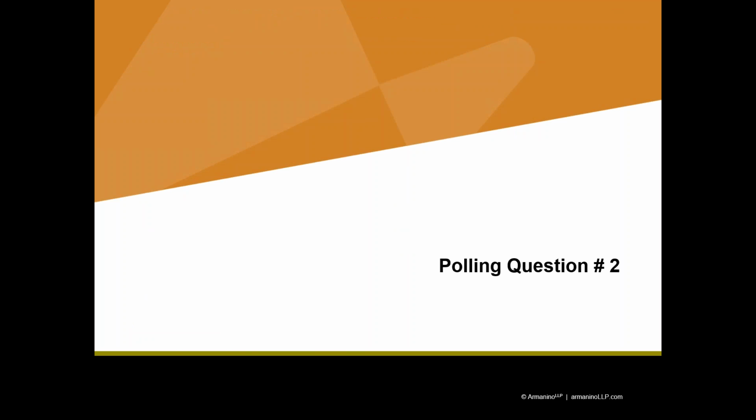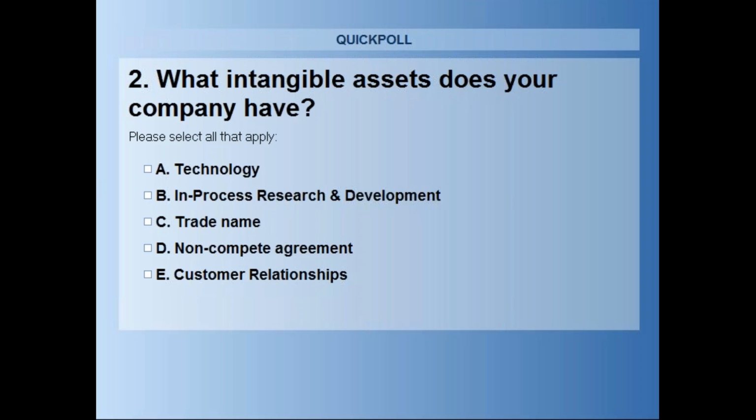All right, and now we are ready with our second polling question. And that is popping up here. So what intangible assets does your company have? And you can select multiple options here. So do you have technology, in-process R&D, a trade name, non-compete agreement, and customer relationships? So if you can enter in all that apply to your organization. And we'll give you just a moment or two more to finish that voting.